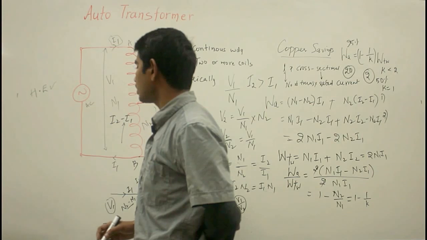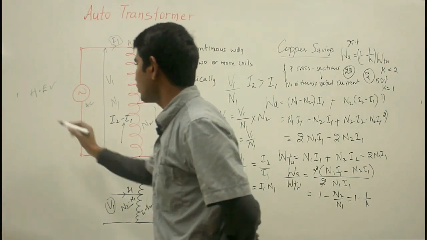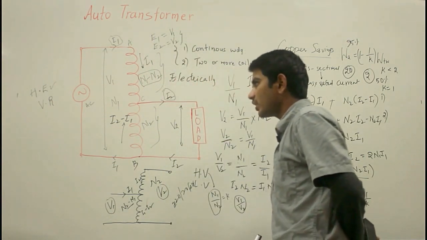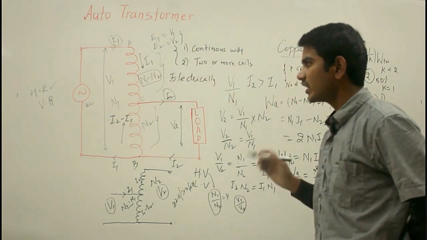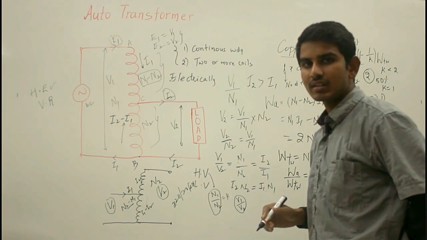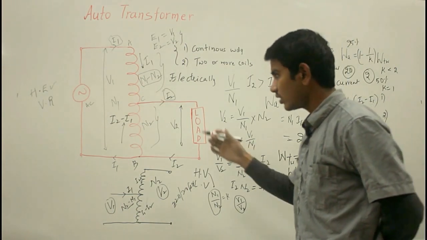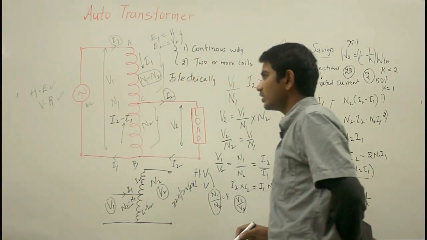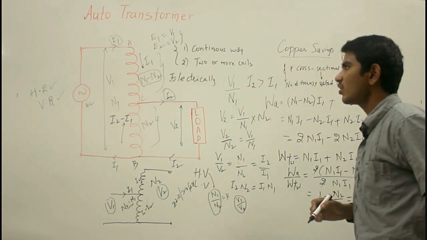Now the third advantage is you are having a better voltage regulation. That means there is less voltage drop in the resistance and reactance part of the auto transformer. So you are having better voltage regulation. So these are the 3 advantages of your auto transformer.